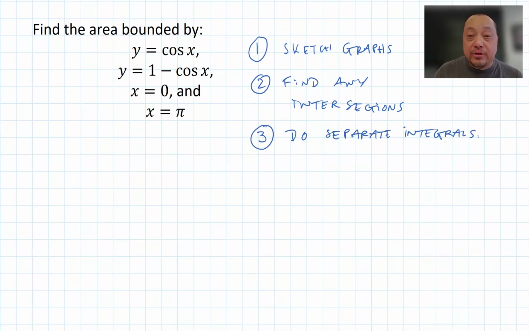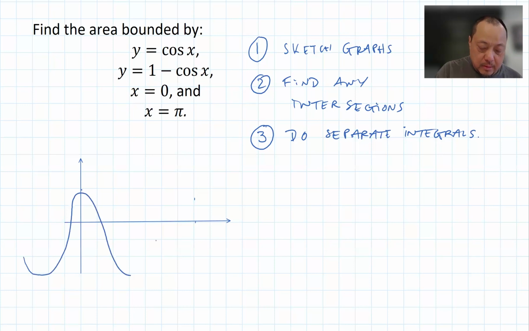All right, so let's do step one. I need to graph cosine x and then 1 minus cosine x. The cosine curve looks like the sine curve, except that it starts at (0, 1). So it looks something like this. The complete cycle or complete period is from 0 to 2 pi. Our question stops at pi, so we're stopping here at pi.